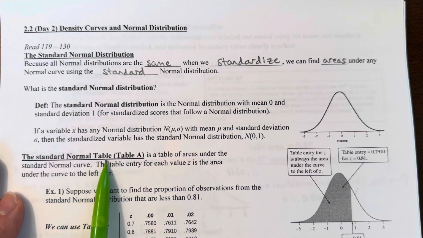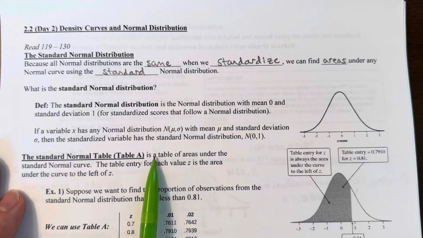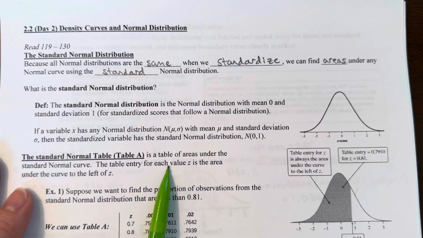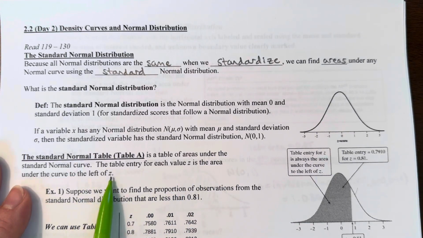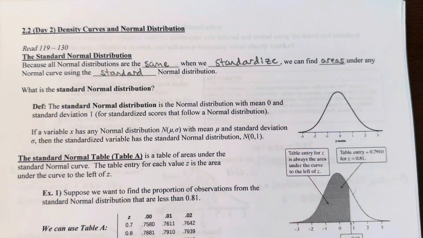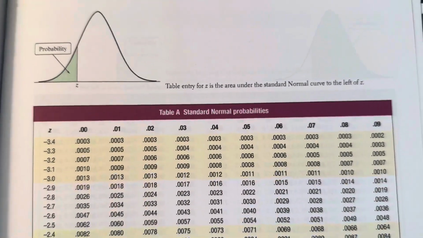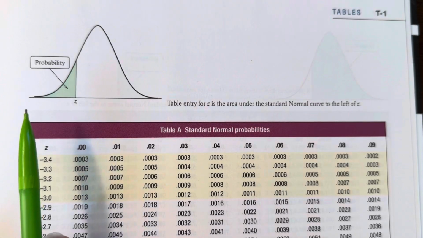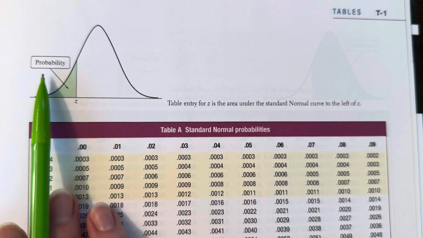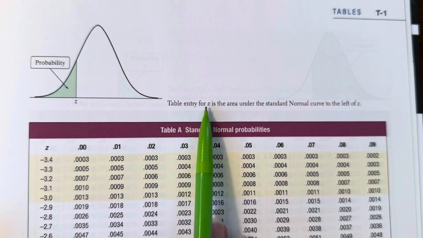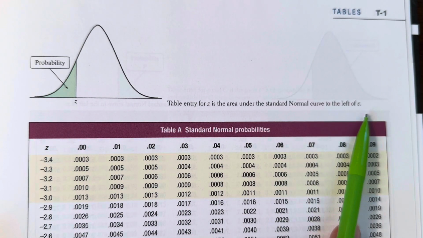Now, the standard normal table, Table A, is a table of areas under the standard normal curve. The table entry for each value z is the area under the curve to the left of z. All right, now I'm going to actually show you this table in its entirety. You can find this at the back of basically any statistics book. This is the one for the updated 6th edition of the Practice of Statistics. You can see that we have this shaded region here where it says probability. This is the area. We often use it for probability. The table entry for z is the area under the standard normal curve to the left of z.